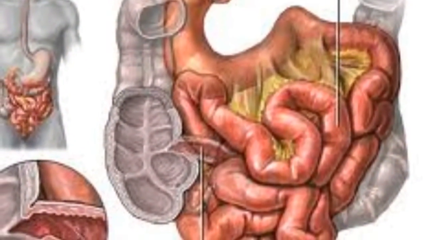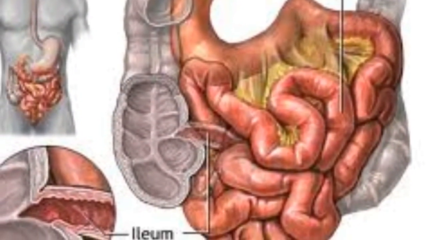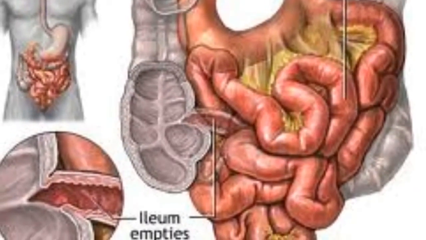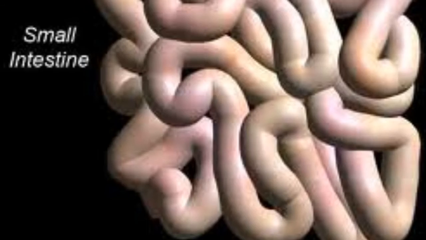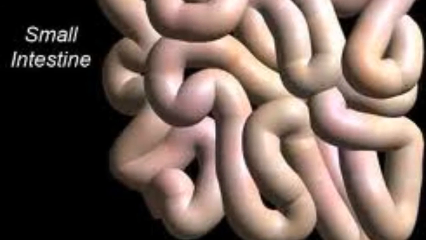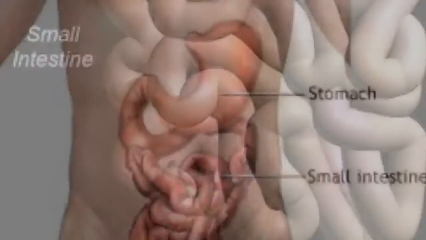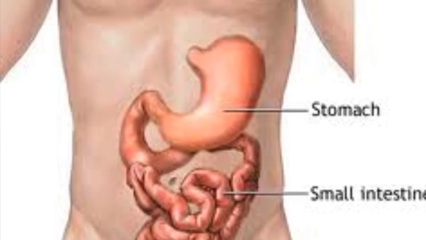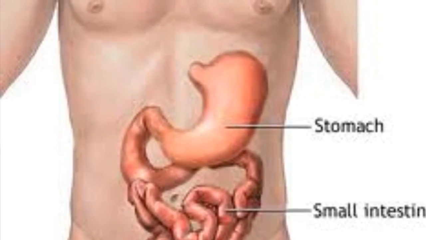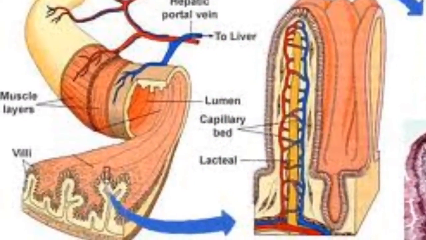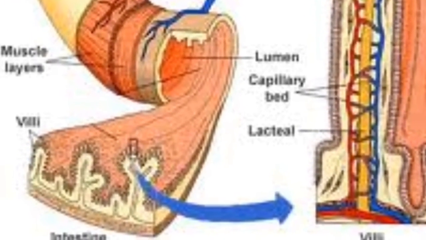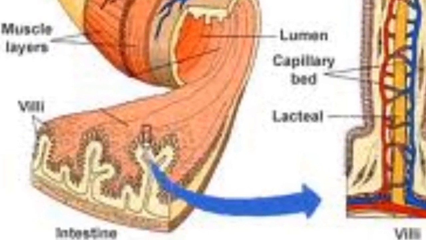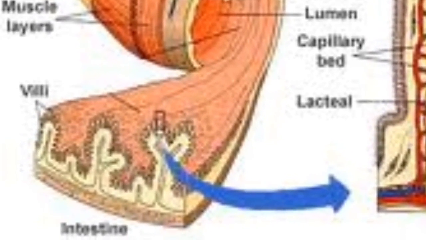Now our apple will take the longest journey of all, through the 21-foot-long small intestine. The small intestine is made up of 3 parts: the duodenum, which is 10 inches long, the jejunum, which is 8 feet long, and the longest, the ileum, which is 13 feet long. In all 21 feet of it, the small intestine is covered with villi. Villi are small, finger-like projections where the nutrients enter the bloodstream.